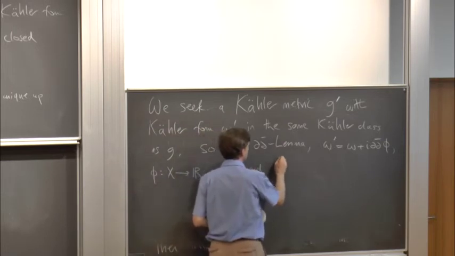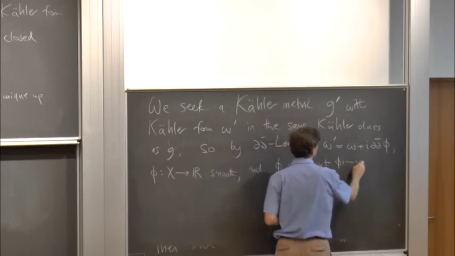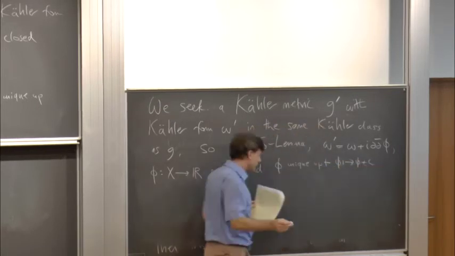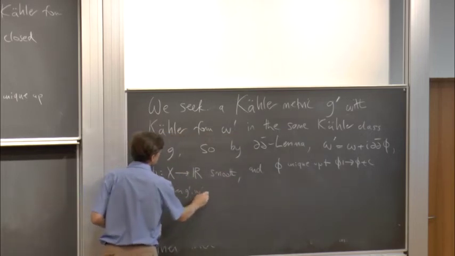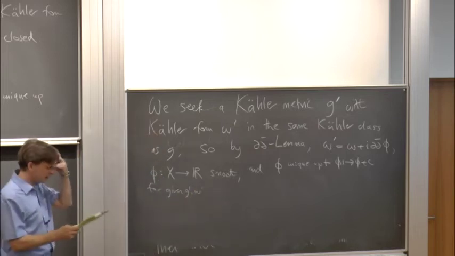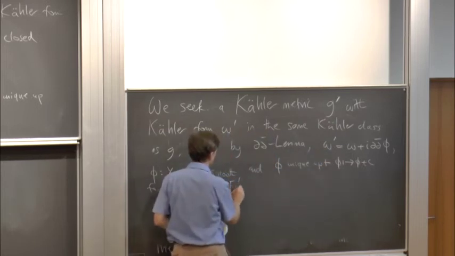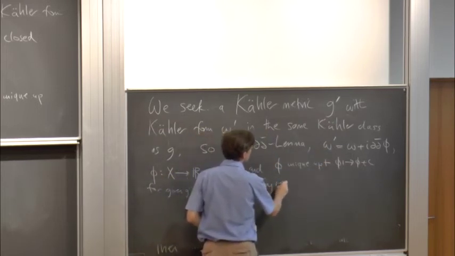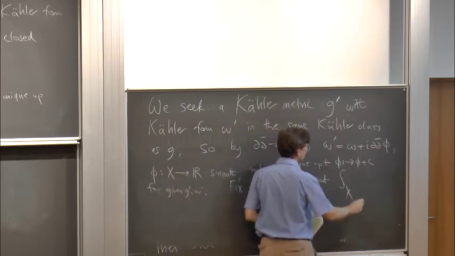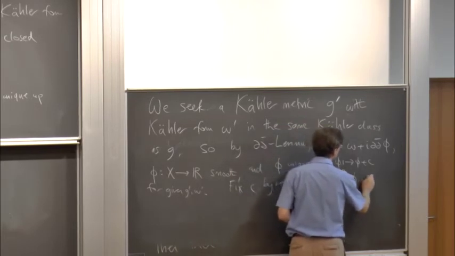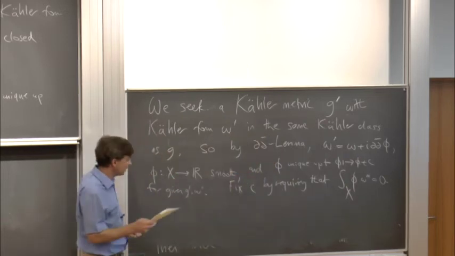Well, phi is unique up to phi goes to phi plus c for given g prime and omega prime. And let's fix the c by requiring that the integral over X of phi times omega to the m is 0. So that's not really crucial. It's nice to have uniqueness in your problem.